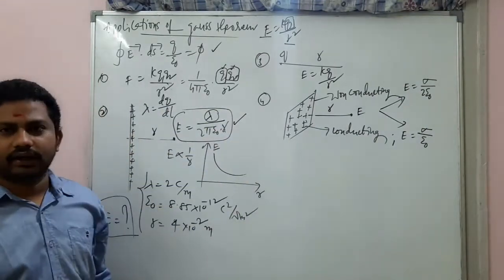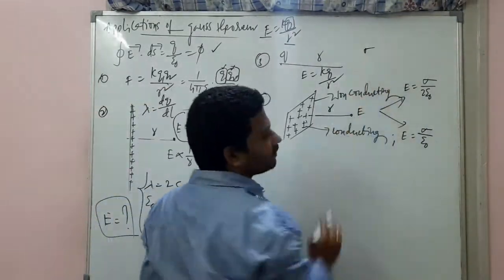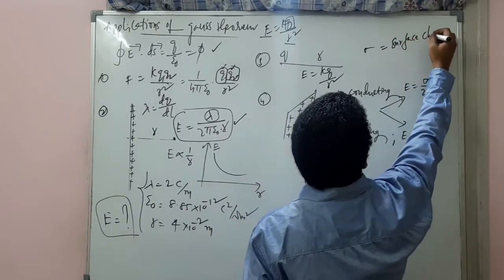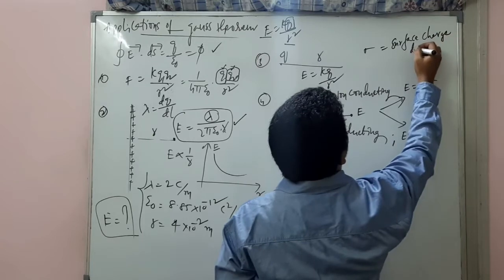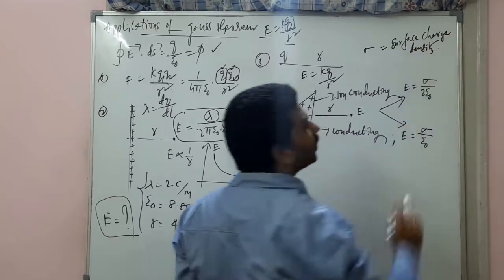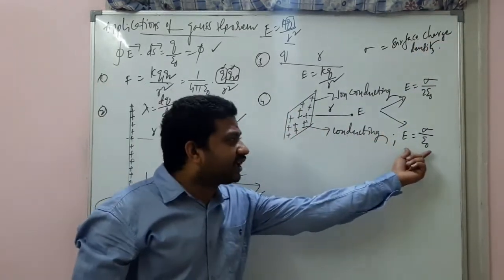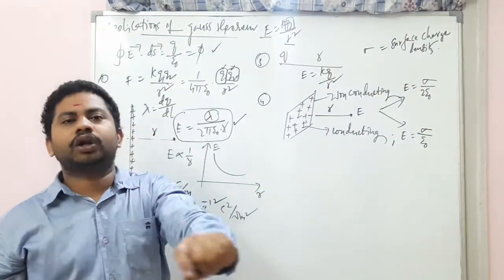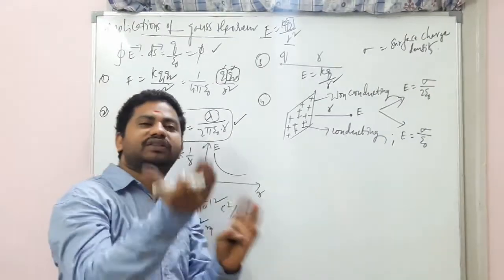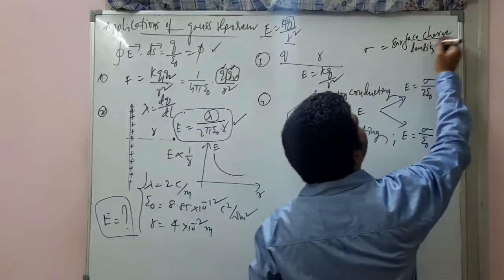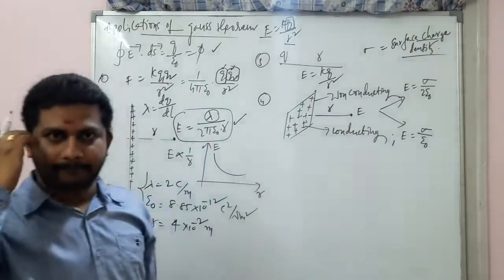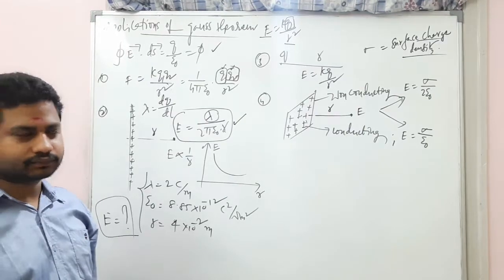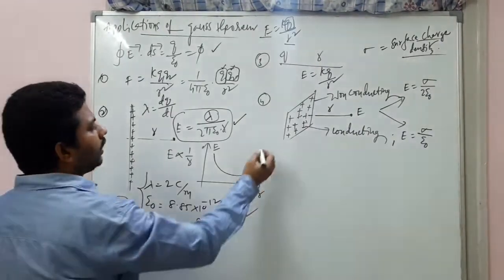Tell me, students, what is sigma here? Sigma is the surface charge density. And one more important thing: in case of conducting, you get sigma by epsilon naught exactly when the surface charge density distribution on both sides is the same. Okay. Alright. Clear? Good.